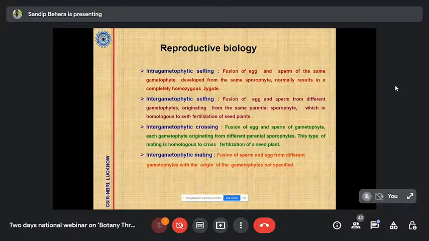Then intergametophytic mating, what is it called? Fusion of sperm and egg from different gametophytes with different gamete origins. That means it may be a different species. Always it is not successful. So generally, for successful colonization of a species, we believe that intragametophytic selfing and intergametophytic selfing play an important role.